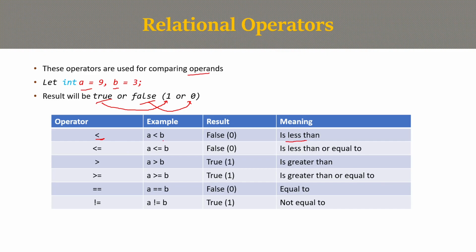So here is a less than b. a is 9 and b is 3. So is 9 less than 3? No, 9 is not less than 3, so the result will be false, which is 0.